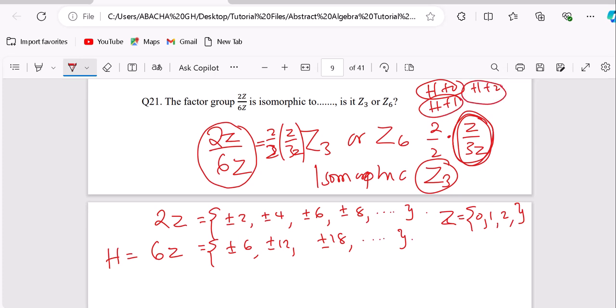And so we are saying that this group here is isomorphic to this factor group, because we can just translate these elements to the elements of the factor group without changing the binary structures, meaning those binary properties that we all know in abstract algebra. So that's it. The answer here is Z3 and not Z6. So take note.